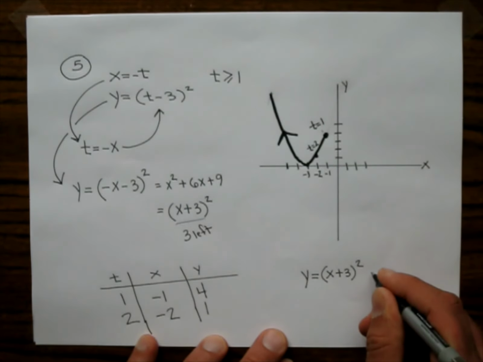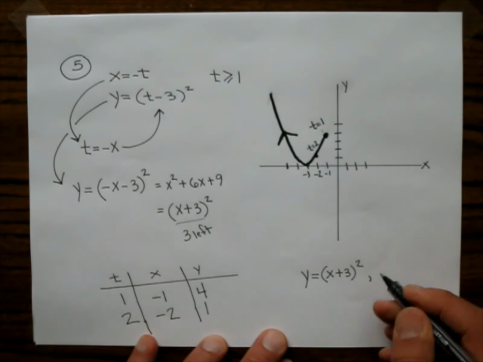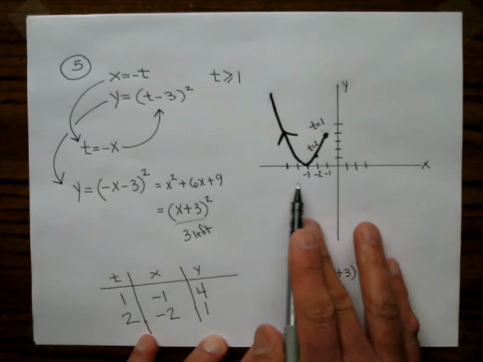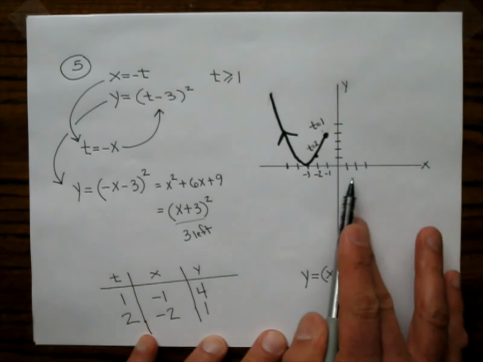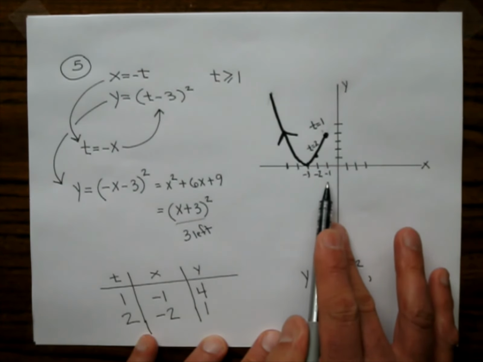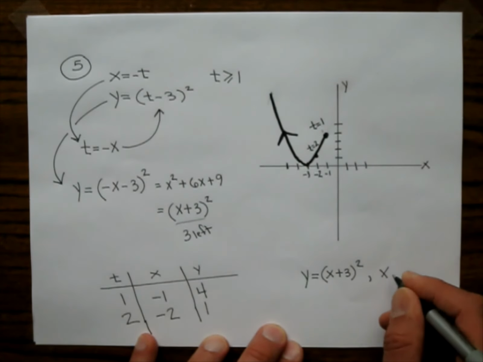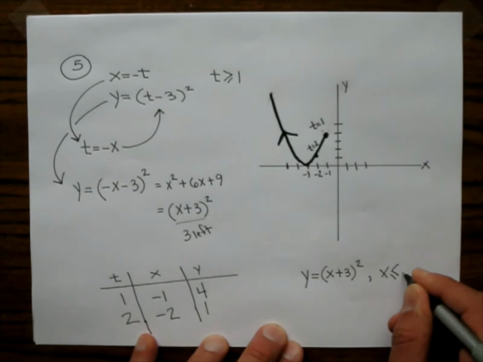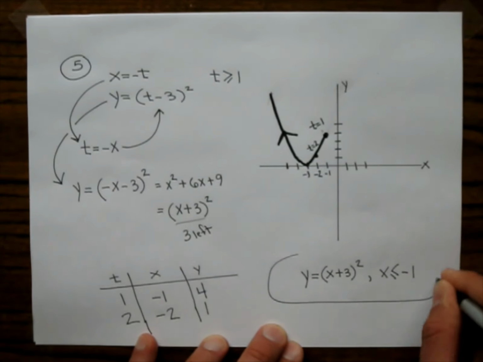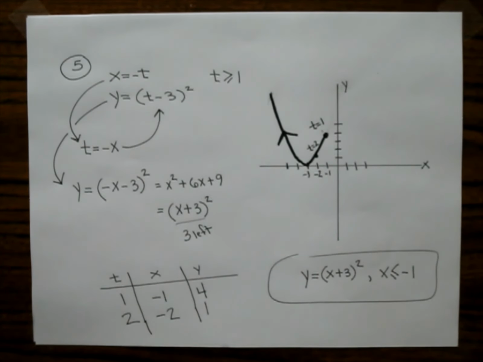Here we have to limit the domain, and to limit the domain we're going to have to say that x is what? Think about it. x is less than or equal to negative 1. And that gives me the answer to problem number 5. It's a parabola, so you'll get some of those in your homework as well.